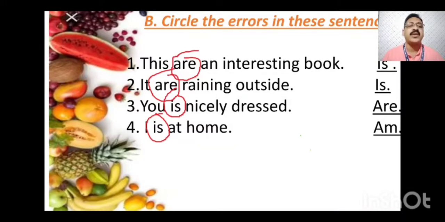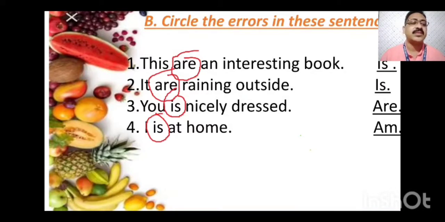Second one, it are raining outside. It is also a singular pronoun. As I told you, in a singular pronoun we have to use is. So here the error is are. The correct answer is it is raining outside.